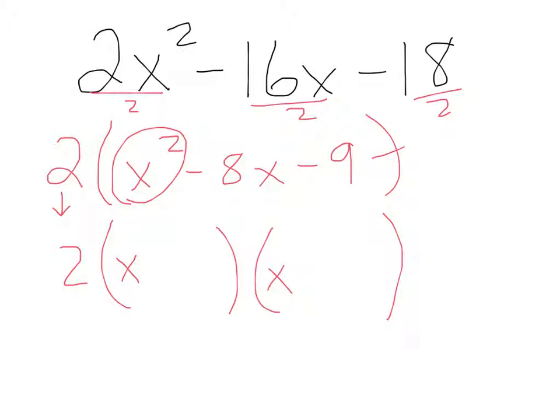So let's list them. Okay, I got 1 times 9. 3 times 3, and those are all the factors of 9. Now, I ask myself, is 3 plus 3 equal to 8? No. What about 9 minus 1? But here's why 9 minus 1 won't work: 9 minus 1 is positive 8, and I need it to be -8. So it needs to be -9 plus 1, right?